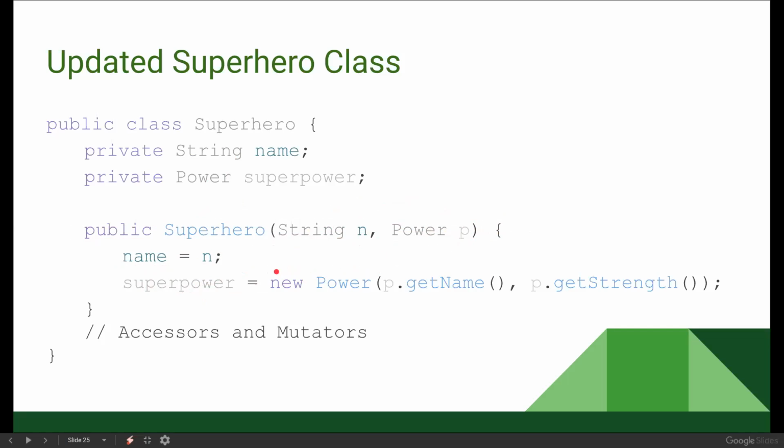What we're doing is we are calling the power constructor, making a new power object with the passed in parameters, name and strength. That's where we're using our two accessor methods. So we're getting the name and getting the strength from our power p to create a new power to assign to our individual superhero's superpower. And then we have our accessors and mutators for this class.